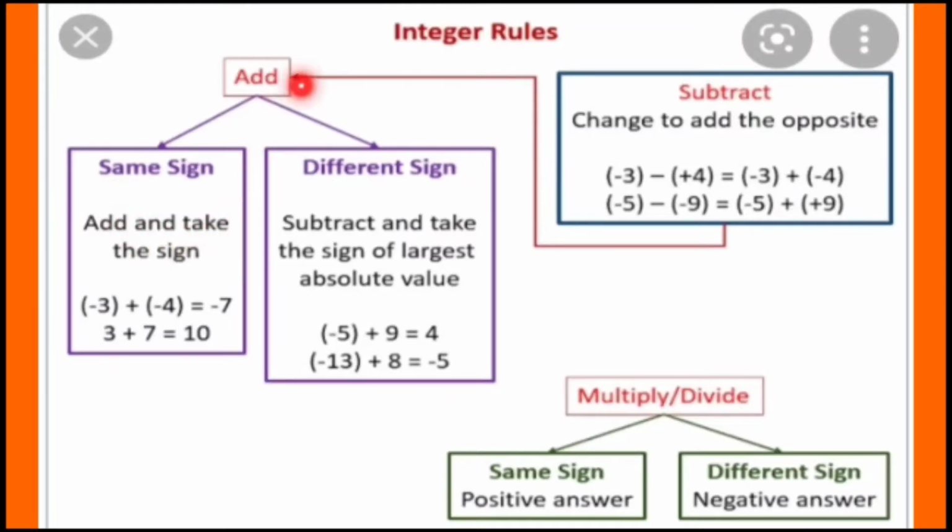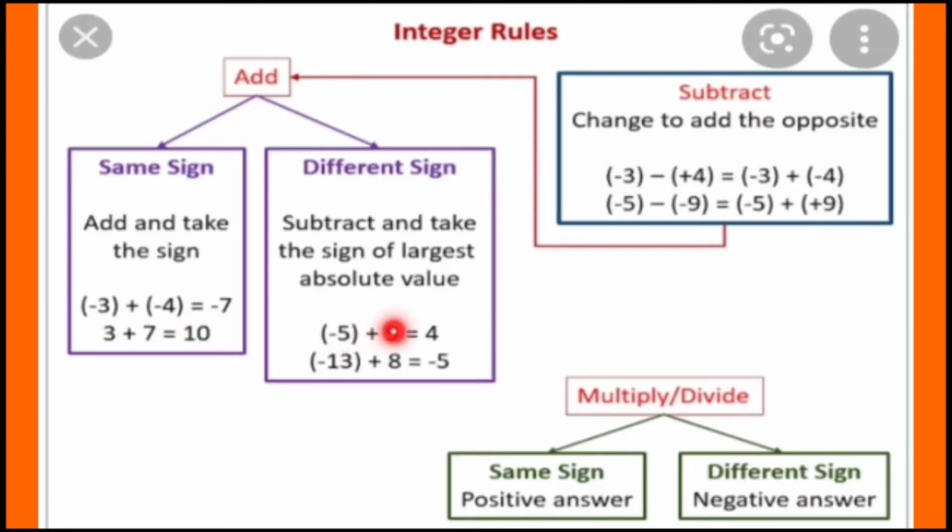Integer rules, addition. See here, -3 plus -7. Both the signs are the same, so you have to add these two numbers and put the same sign. 3 plus 7 equals 10. Both these numbers are negative integers, so the answer will have a negative sign.